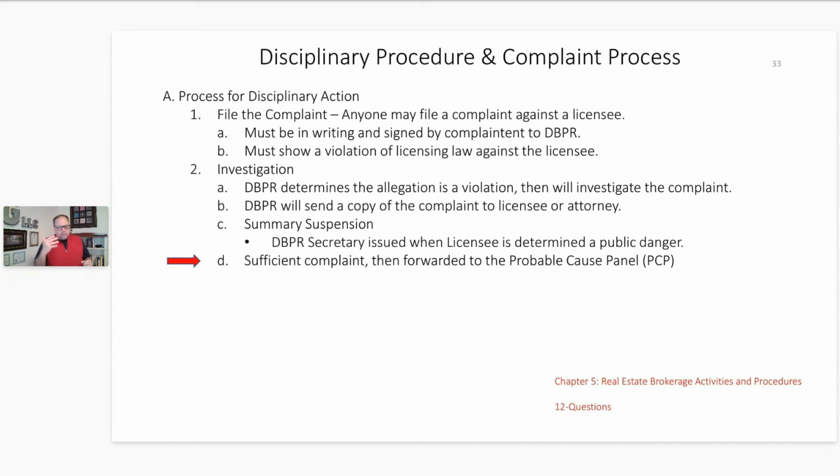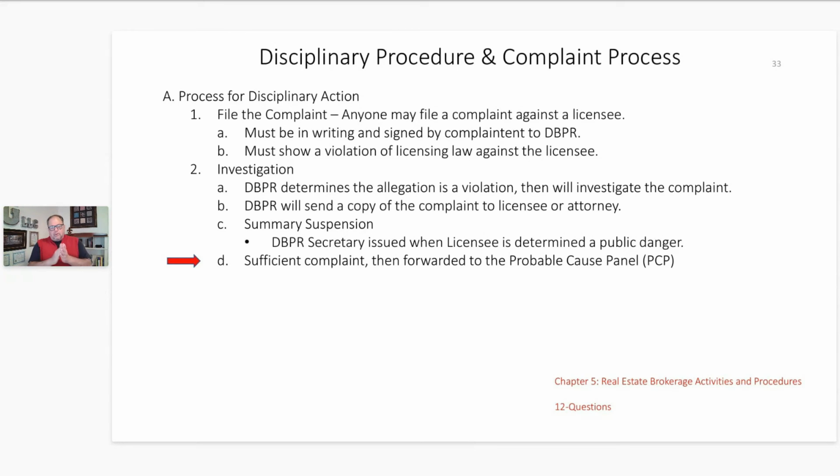Now, here's where the investigation starts, and we talked about this a little bit earlier. The complaint comes in writing. DBPR is processing it. They're going to determine what the allegation is, and then they're going to start investigating it. Remember, DBPR will send a copy of the complaint to the licensee or the attorney representing the licensee.